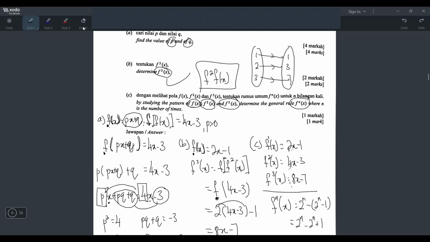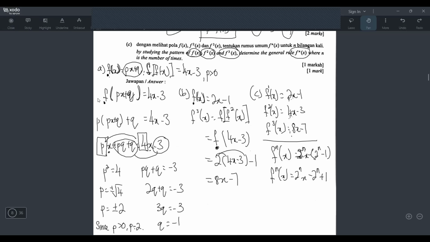Actually, I forgot one very important thing. I forgot to write x. Yeah, the x is very important. Sorry. So let me correct this. It's actually 2 power n x minus, right? So the final answer will be 2 power n x minus 2 power n plus 1. Because there is an x here, when you generalize, the x should also be there. So this is the formula, or the general rule, for f power n x. Okay, so done? Hope you understand my explanation.